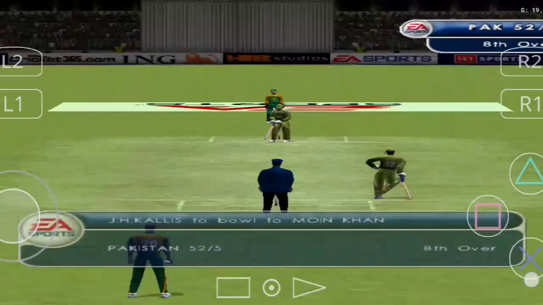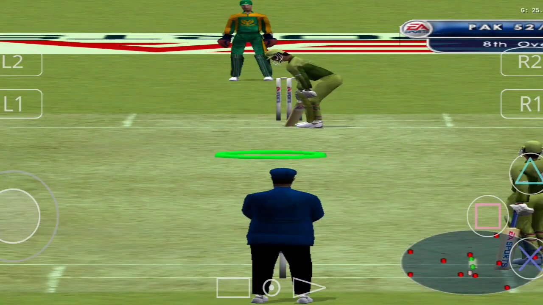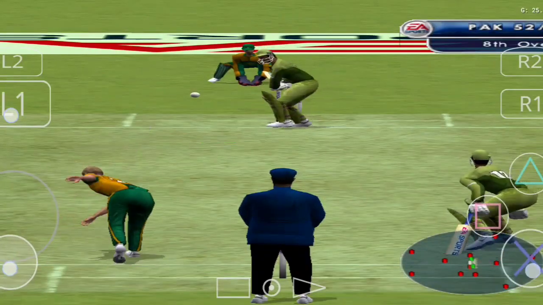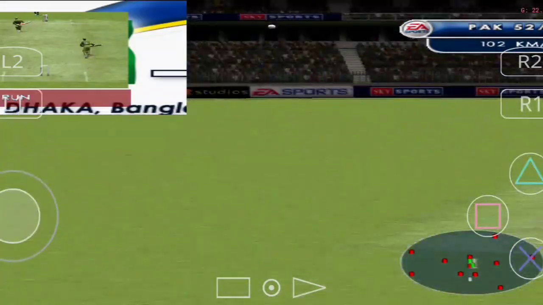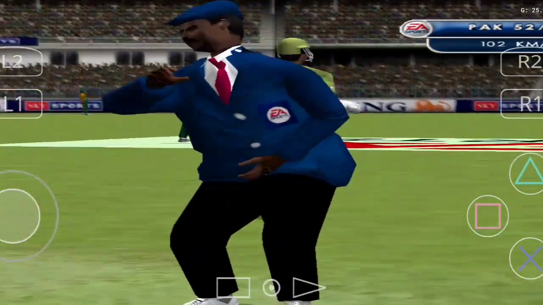3 overs are left in the innings. The required run rate is looking more and more out of reach here. It's in the air, but it's 4 runs. That's the first boundary for Mohan Khan.